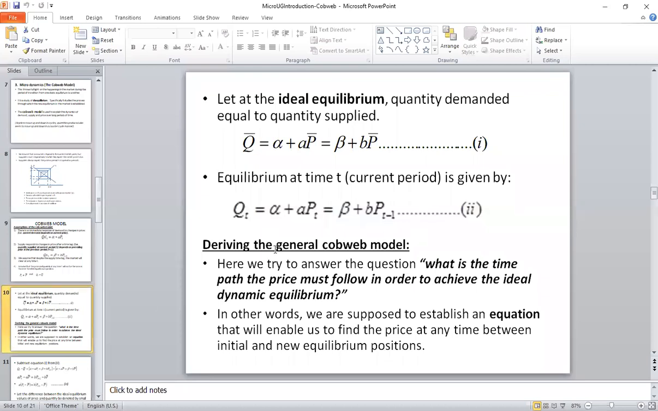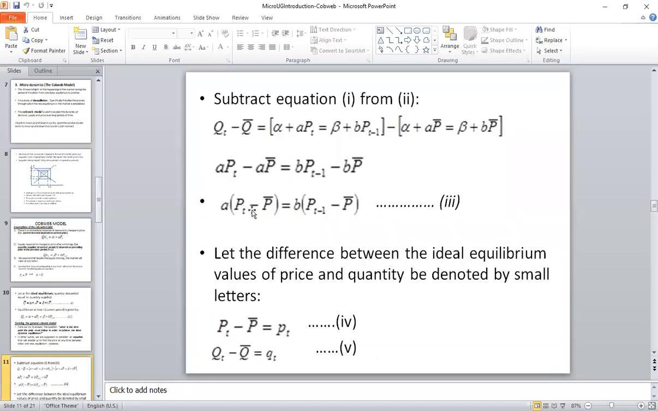I think Prosper is asking about, let me see here. So we said that the differences here are represented by small p's. That's why here, pt minus p bar is represented by a small pt. So that means this pt minus 1 minus p bar will also be represented by a small pt minus 1. Okay, so it is a pt minus 1.